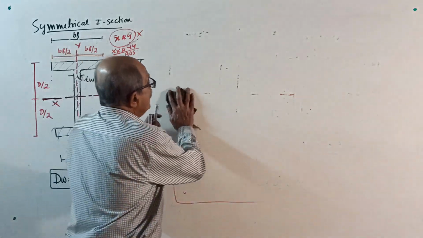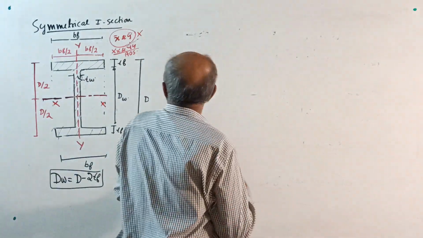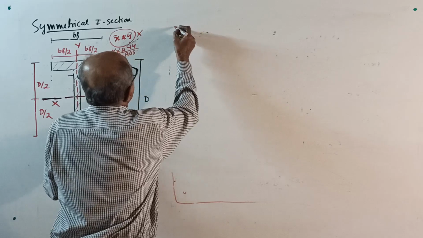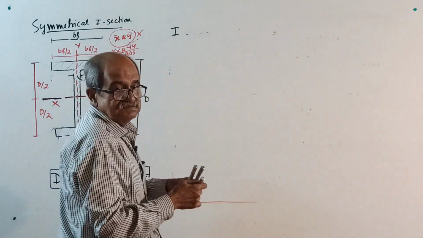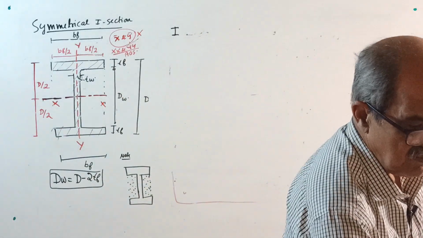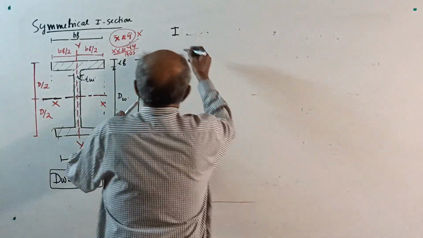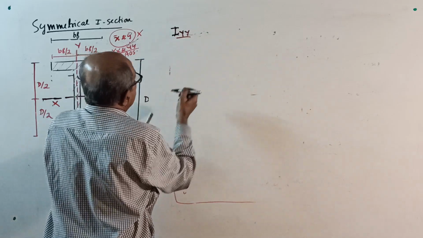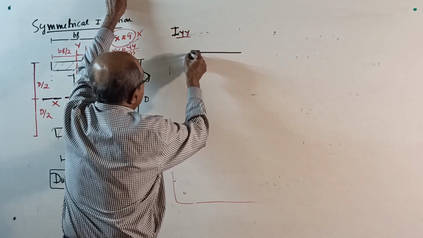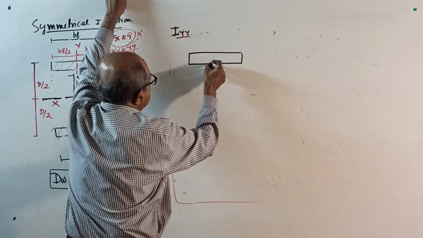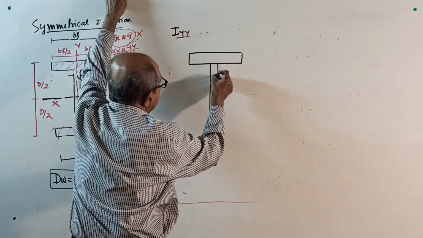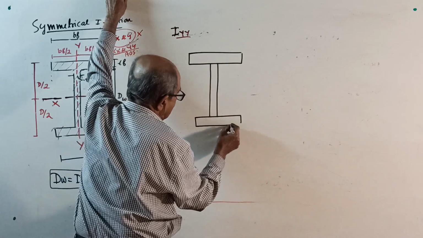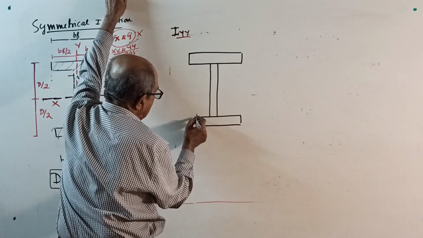Okay, now YY is very simple. I want I about YY. It is very simple because when you want IYY, this is a rectangle. Divide it into parts: another rectangle here, and one more rectangle here. Now YY is symmetrical.